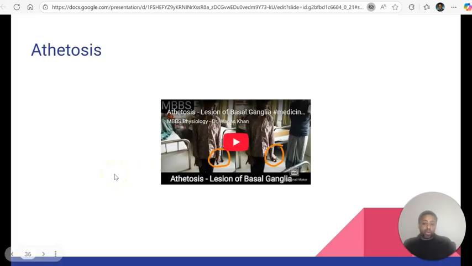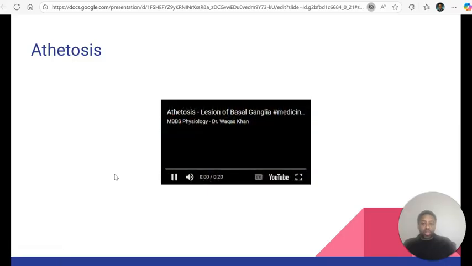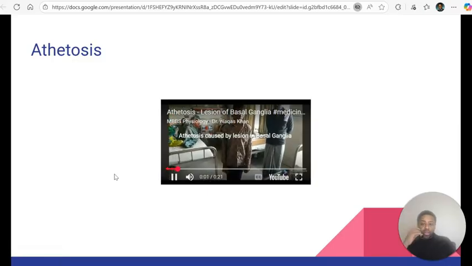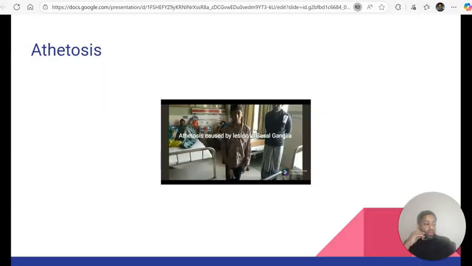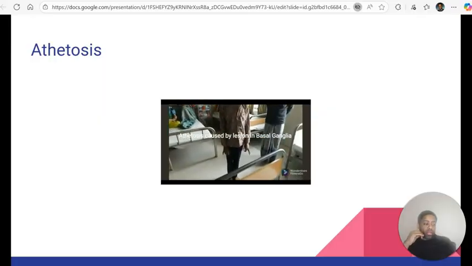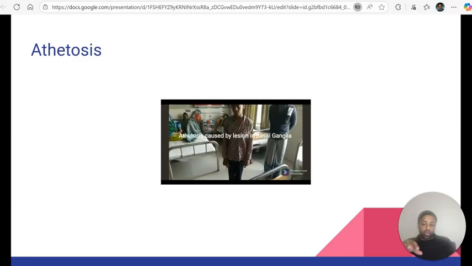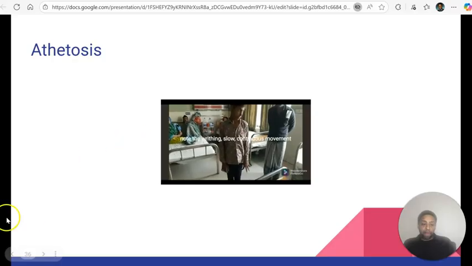We talked about what athetosis is, a continuous worm-like movement, as you can see in the person's hands. Okay.